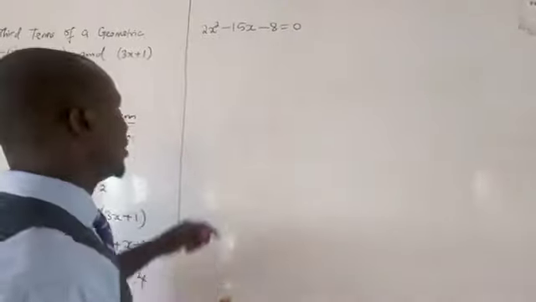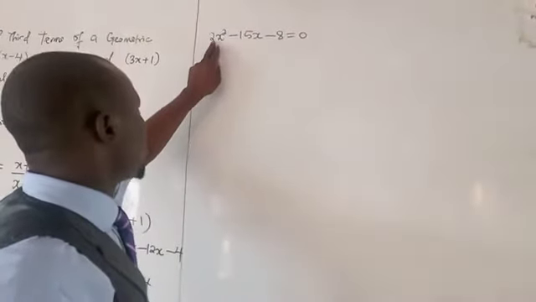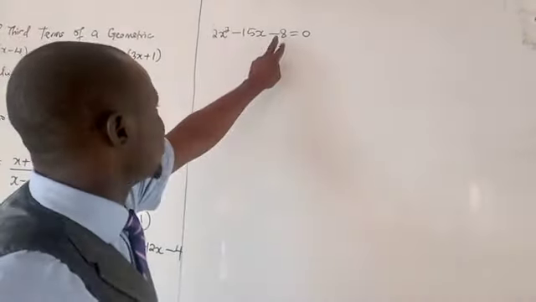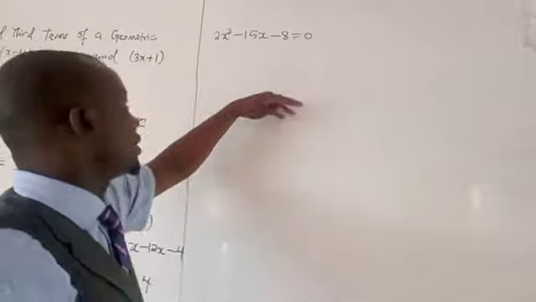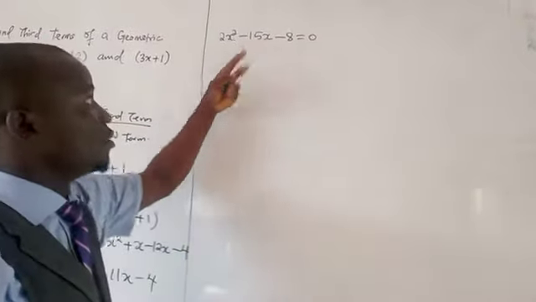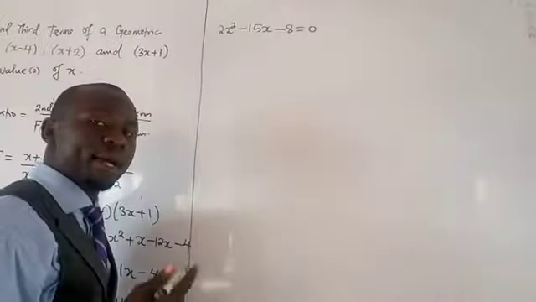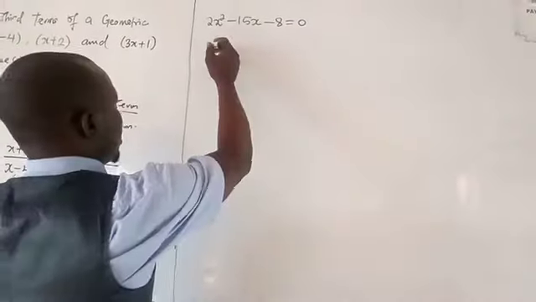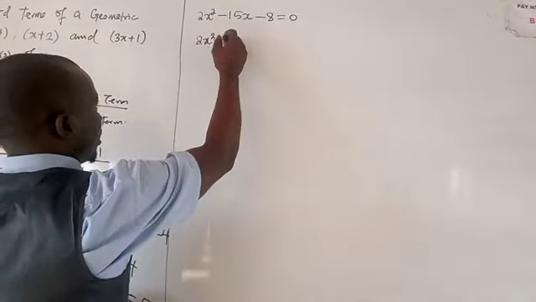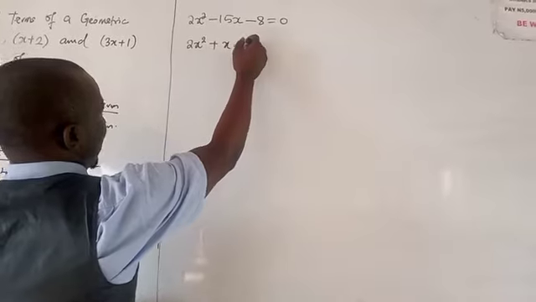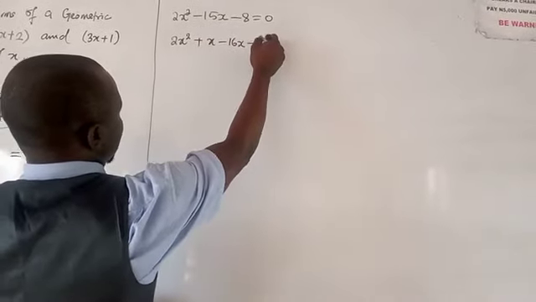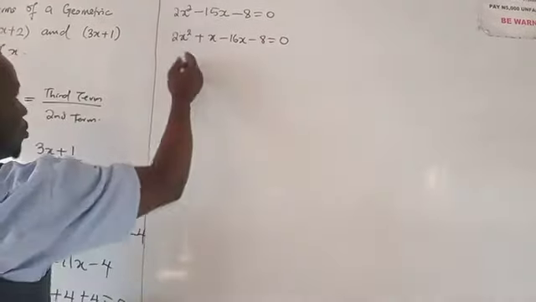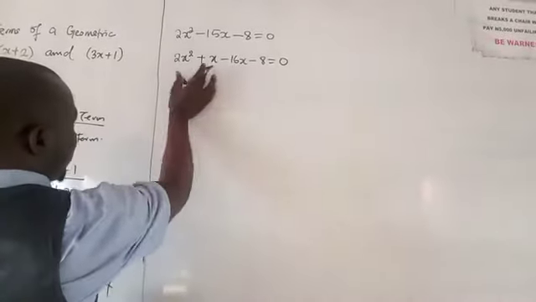Now we need to find the factors of the product of the first term and the last term, such that the factors, when you add them, will give you minus 15x. These factors are minus 16 and plus 1. So this is the same thing as 2x squared plus x minus 16x minus 8 is equal to 0. So how do we solve this? Let us factorize everything now.